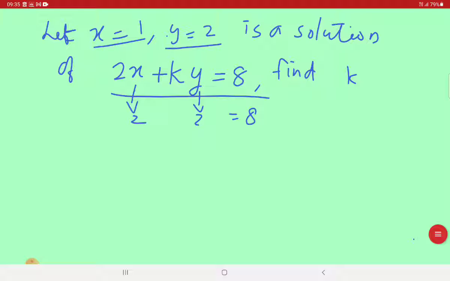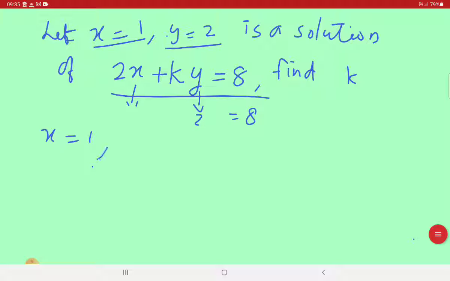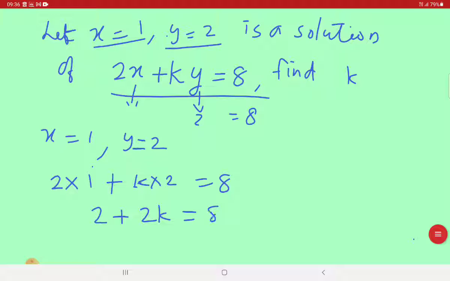So let us put x equal to 1, y equal to 2 in the given equation. So 2x becomes 2 into 1 plus ky means k into 2 is equal to 8. 2 into 1 means 2. k into 2 means it is 2k is equal to 8.